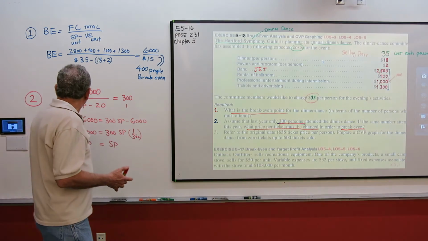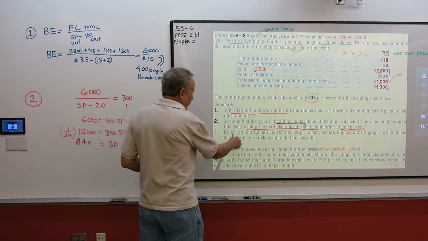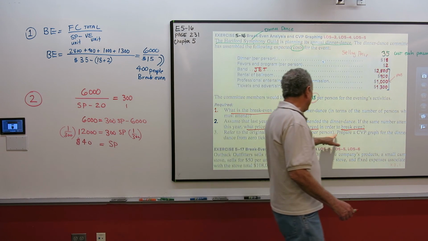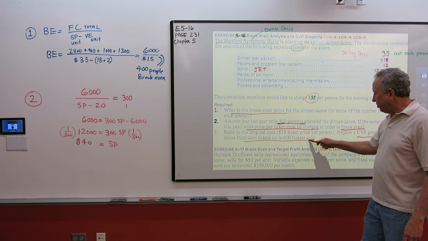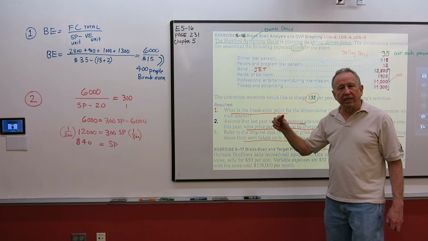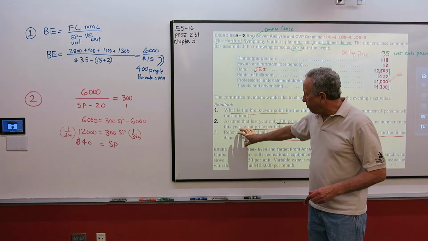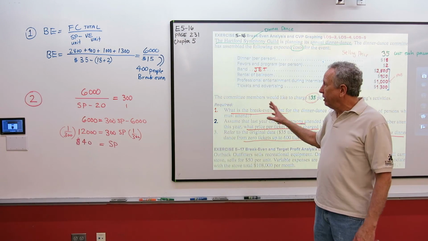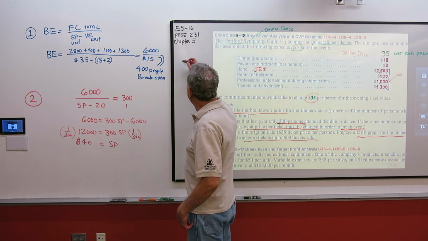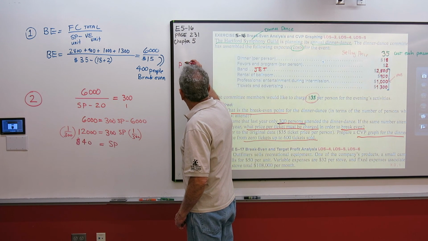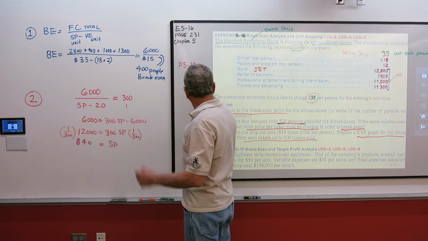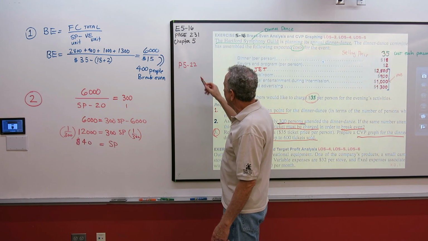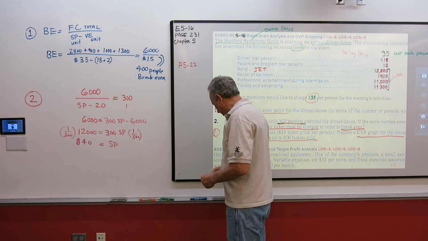Anyway, going to 3: refer to the original data, $35 ticket price per person. Prepare a CVP graph for the dinner dance from 0 tickets to 600 tickets sold. I will pick that up in the very next video. I'll finish part 3 in the next video, and then finish the chapter. I believe we have to do one more problem. What was it? I think it's 522. I'm not positive, but I think 522 finishes the chapter. I'll do part 3, because that part is a little bit longer, and then I'll do 522 and finish the chapter in the next video.